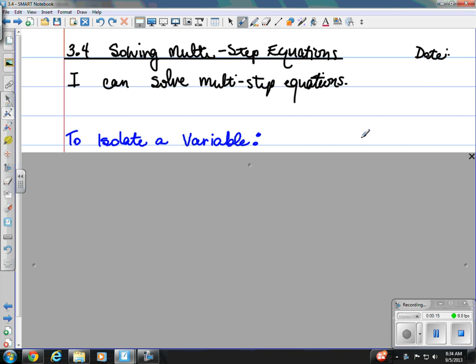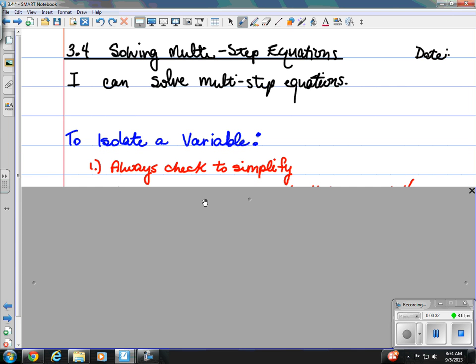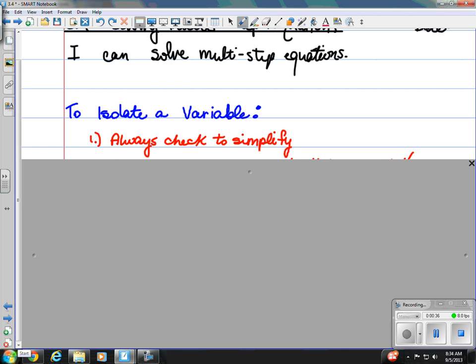So far we've been looking at one-step equations. So today we're going to add in a couple more steps. We're going to combine our one-step equations for these. So the very first thing, just remember we're isolating the variable. So to isolate the variable, the first step is to always check to see if the equation can simplify. And that means whether we need to distribute or combine like terms. So always check to see if it can simplify.